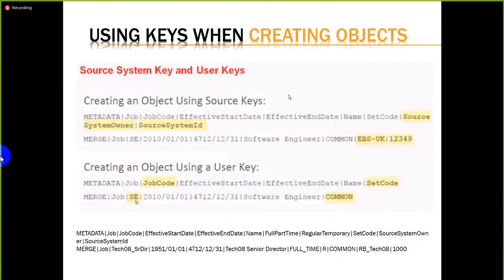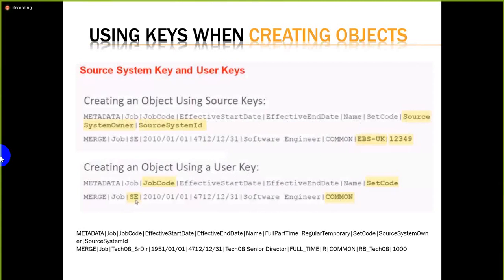So when creating an object, you have to send source system keys or user keys. This is one example. Here I am creating a job. Basically, I'm using source system keys, and I'm trying to insert the record here. And using user keys, we can also insert the record here.